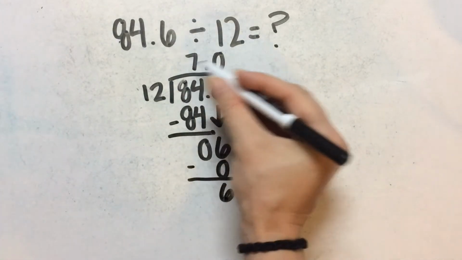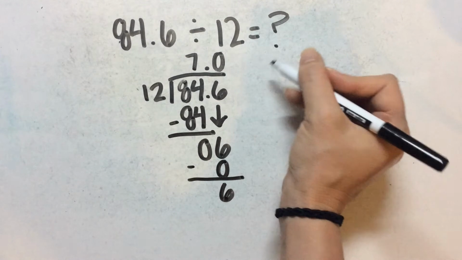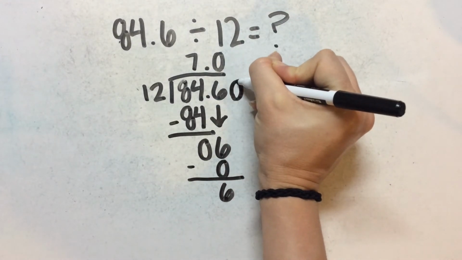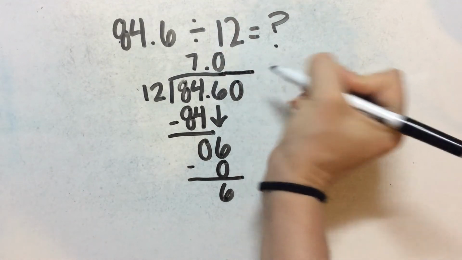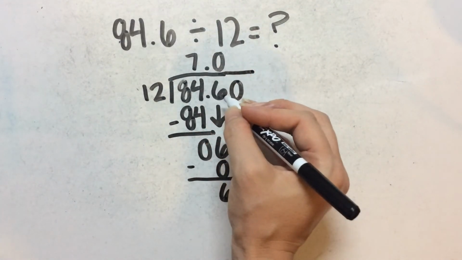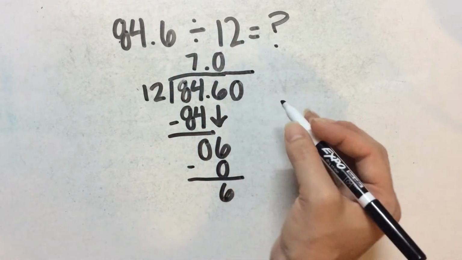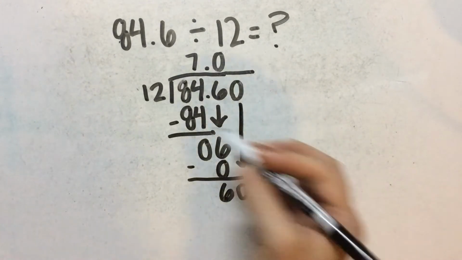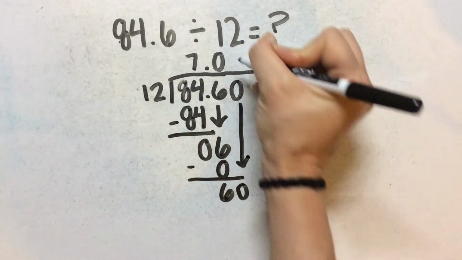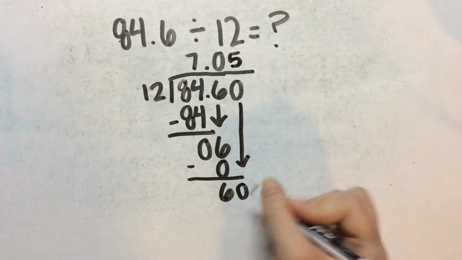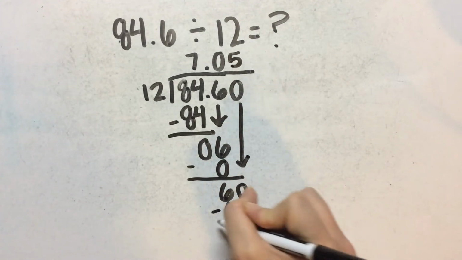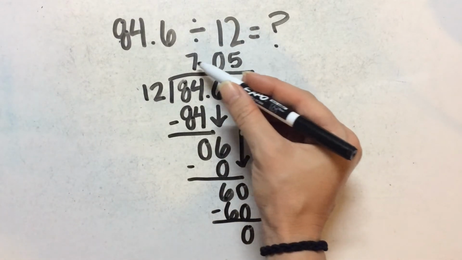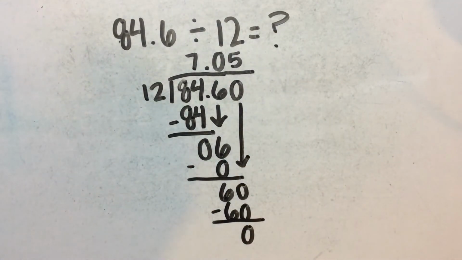Okay, but we cannot say this is 7 remainder 6. We don't do remainders when we have decimals. You want to add a 0 onto the end of this decimal number because it doesn't change the number. This is still 84 and 6/10 or 84 and 60 hundredths. Then we can bring down this 0 and we have 60. 12 can be divided into 60 5 times, which is exactly 60, and we subtract and we get 0, so we're good. So this is 7 and 5 hundredths.